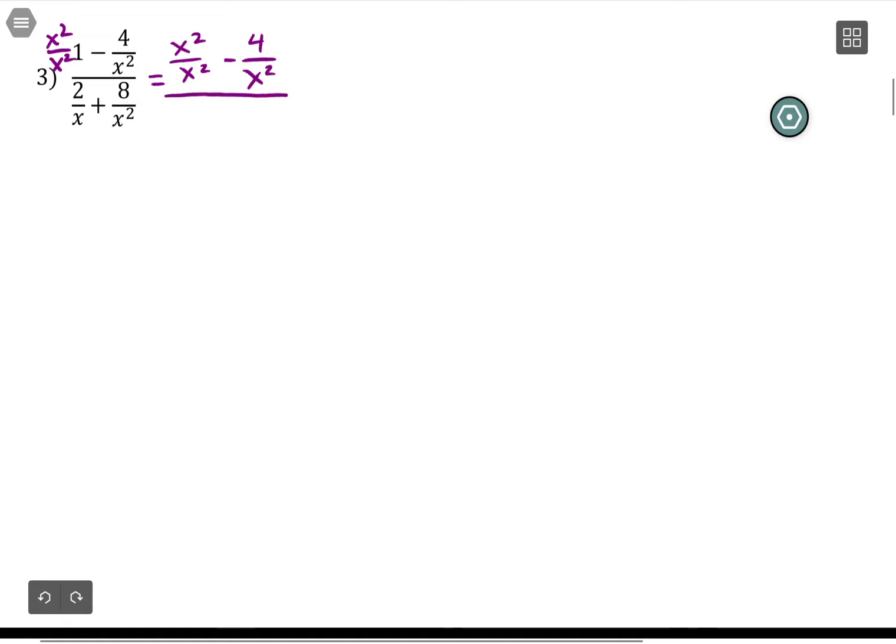On the bottom, it looks like the LCD is going to be x squared again. If we just multiply the top and bottom of 2 over x by x, we'll have a common denominator. So 2x over x squared plus 8 over x squared. Okay, so now we can go ahead and subtract: x squared minus 4 over x squared, divided by 2x plus 8 over x squared.